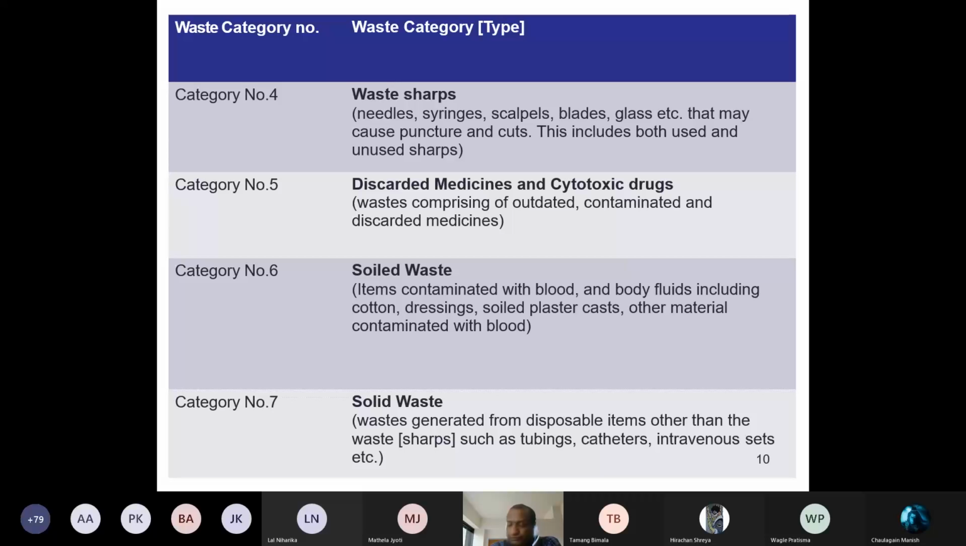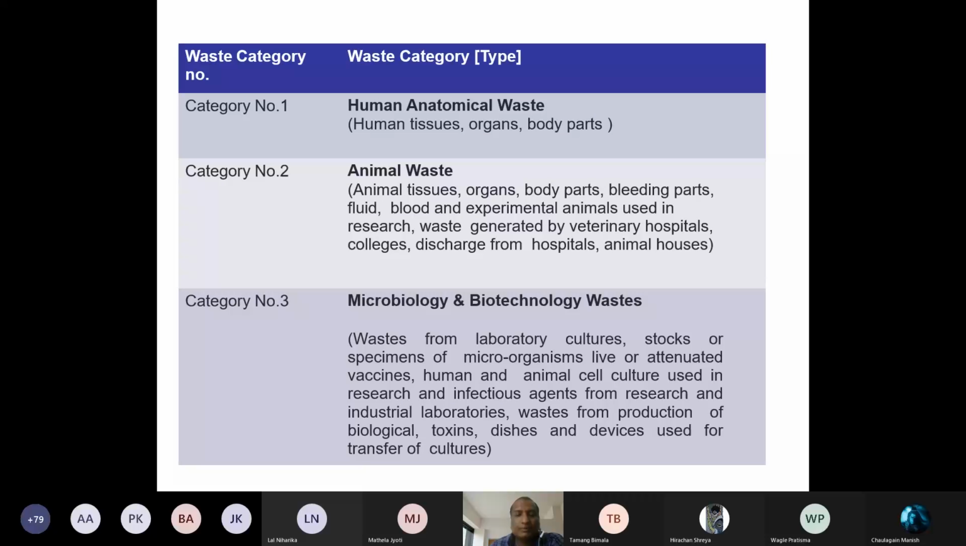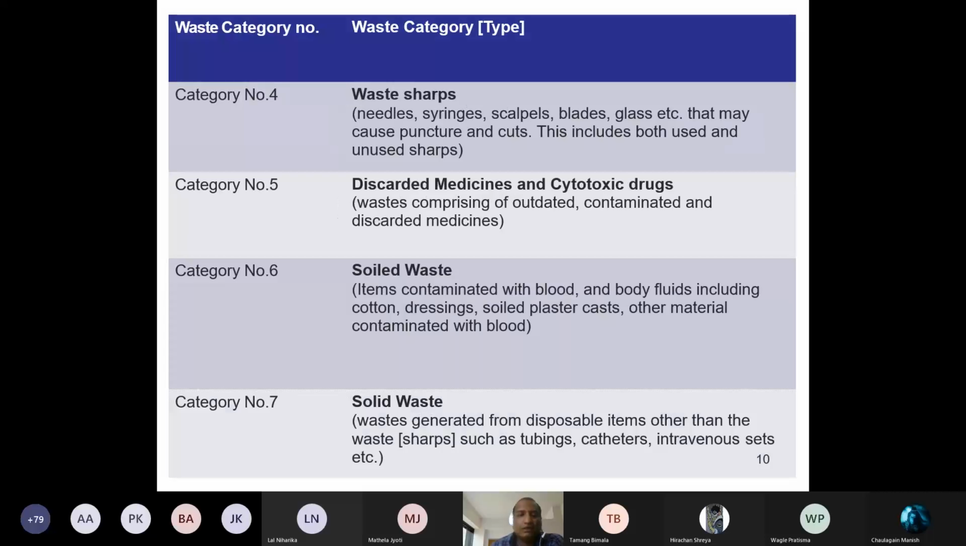If you can remember this much of the ten, then I think my objective is fulfilled. So what is number three? Microbiology and biotechnology waste. Then 4, 5, 6. Number 4 is waste sharps. 5 is discarded medicine and cytotoxic drugs. 6 is soiled waste. 7 is solid waste. Okay, thank you very much.